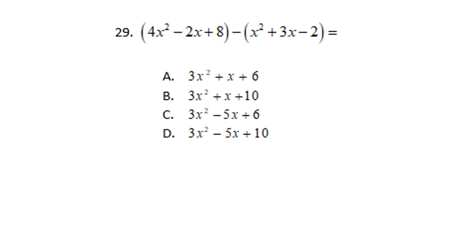Number 29. 4x squared minus 2x plus 8 minus the polynomial x squared plus 3x minus 2. A is 3x squared plus x plus 6. B is 3x squared plus x plus 10. C is 3x squared minus 5x plus 6. D is 3x squared minus 5x plus 10.